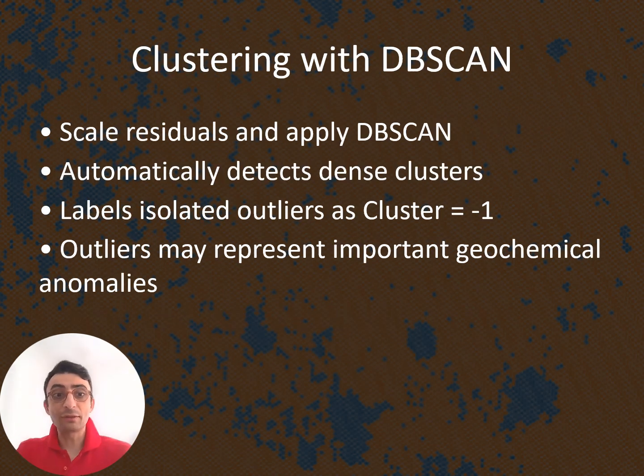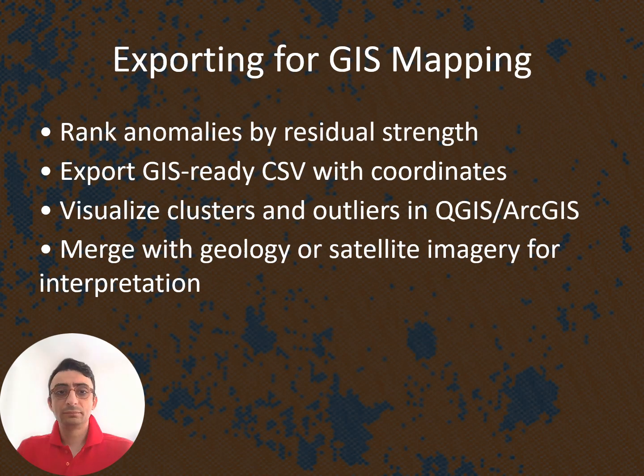DBSCAN is a clustering algorithm that groups dense blobs of similar anomalies. Unlike k-means, DBSCAN doesn't need us to choose the number of clusters, and it detects outliers automatically, marked as -1. Those outliers are potential mineral exploration targets.